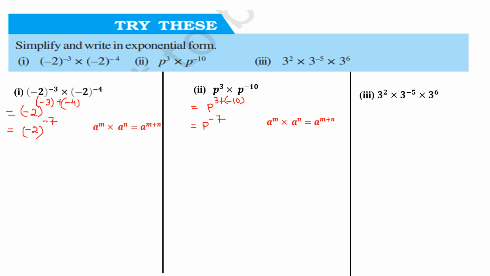Now moving to the third question. So here also if you see base is same and they all are multiplied. So again you have to add the powers. It is 2 plus -5 plus 6. And 2 plus -5 will give you -3. And -3 plus 6, you will get the answer as 3 cubed. And again you have to mention the laws.